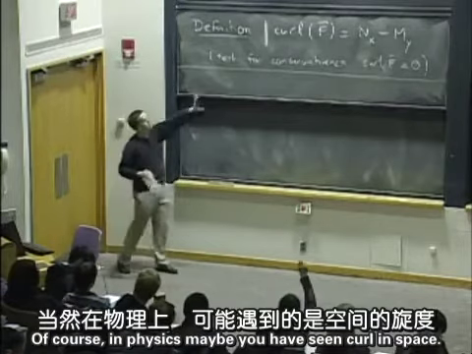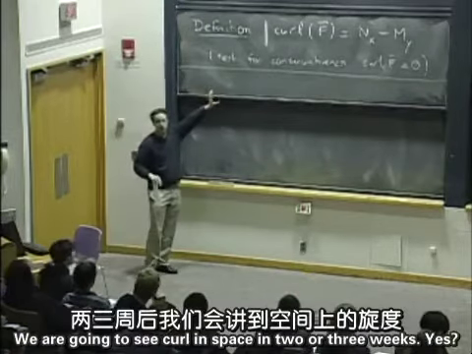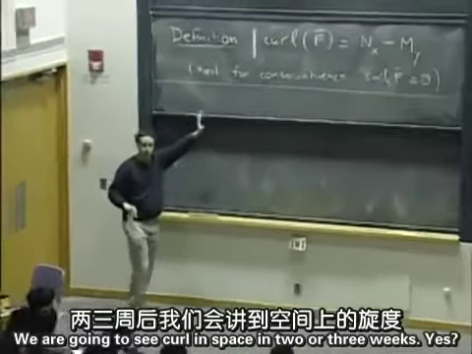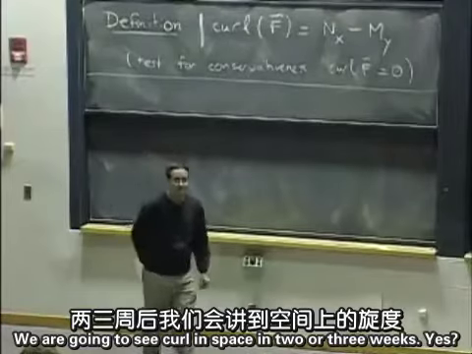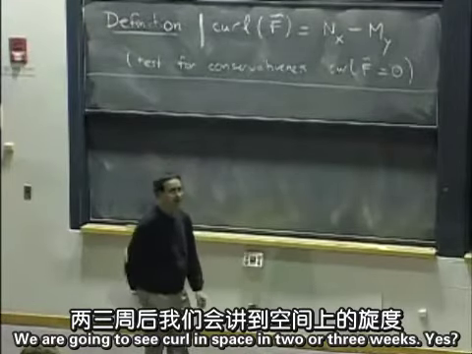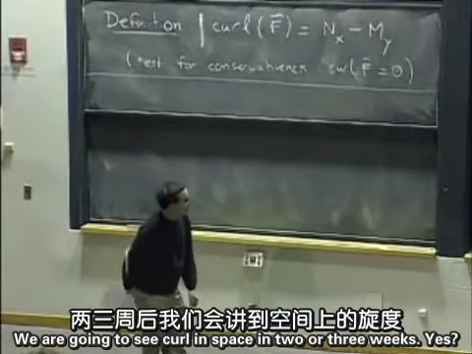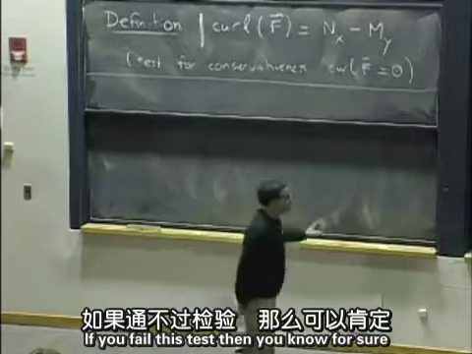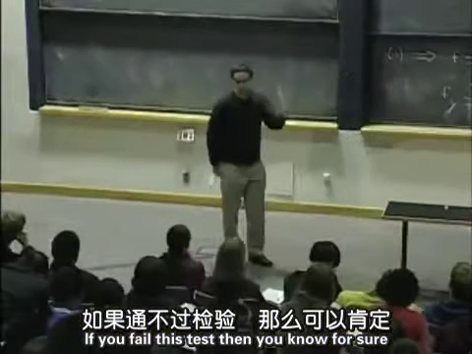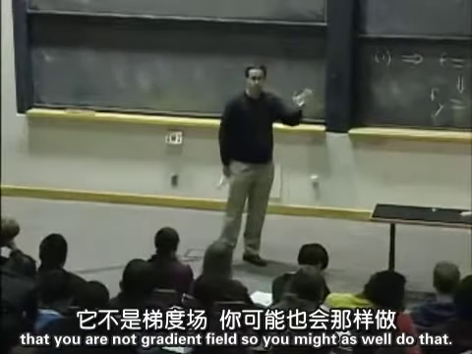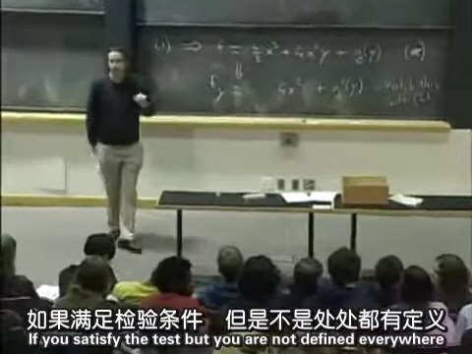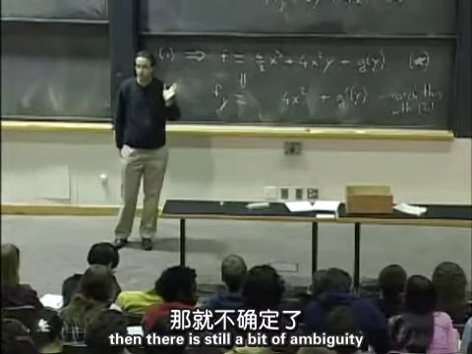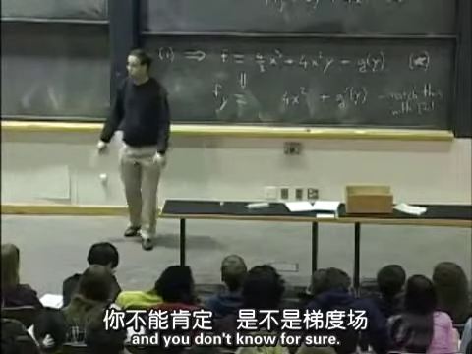Of course, in physics, maybe you've seen curl in space, and we're going to see curl in space in 2 or 3 weeks. Yes, well, you can also use it. So if you fail this test, then you know for sure that you're not a gradient field. So you might as well do that. If you satisfy the test, but you're not defined everywhere, then there's still a bit of ambiguity, and you don't know for sure.